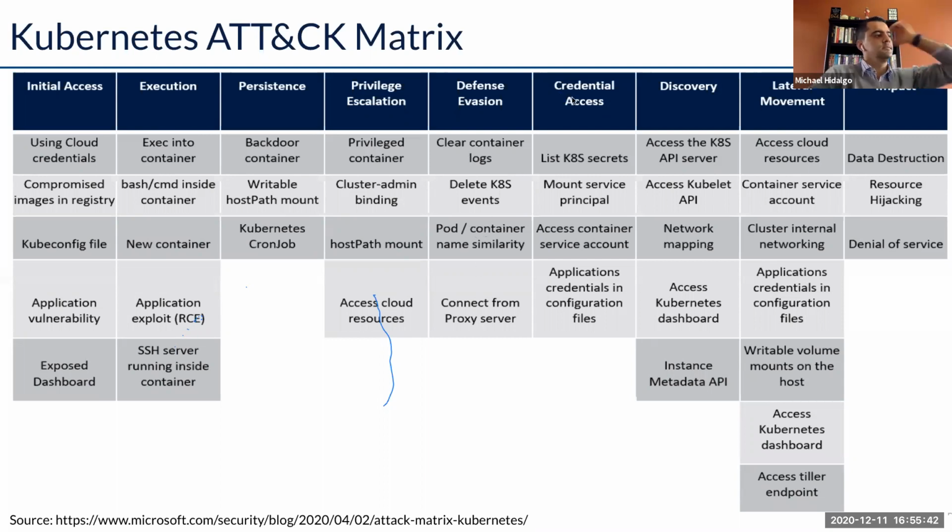For credential access, obviously, they are going to try to list the secrets in Kubernetes, accessing the mounted service principal. In terms of discovery, they are going to use the Kubernetes API for doing that, using network mappings or metadata. And then they try to move laterally in the organization. How do they do that? Well, using cluster internal elements and multiple stages, right?